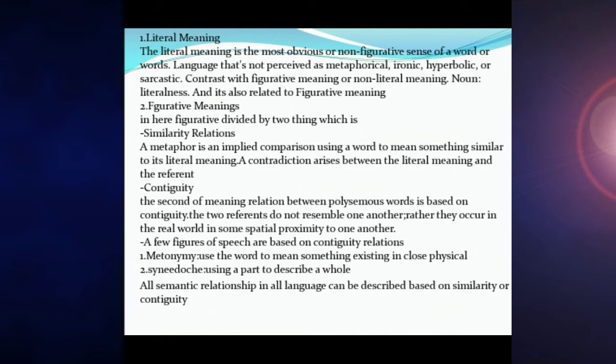Contiguity, the second of the relations between polysemous words, is based on contiguity. The two referents do not resemble one another; rather, they occur in the real world in some special proximity to one another. A few figures of speech are based on the contiguity relation. Metonymy uses a word to mean something existing in close physical association, and synecdoche uses a part to describe a whole thing. All semantic relationships in all languages can be described based on similarity or contiguity.